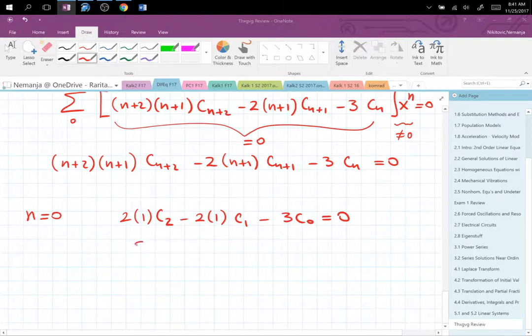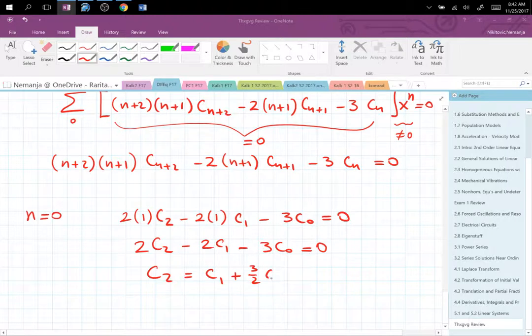So what I have here is 2C2 minus 2C1 minus 3C0 equals 0. And we see that we divide through by 2, we have that C2 is equal to C1 plus 3/2 C0.